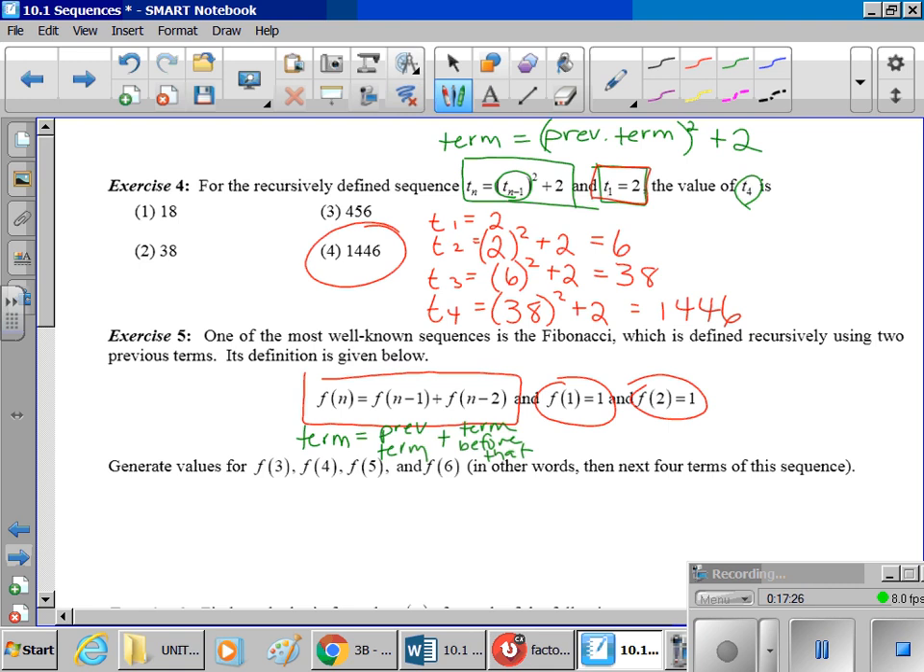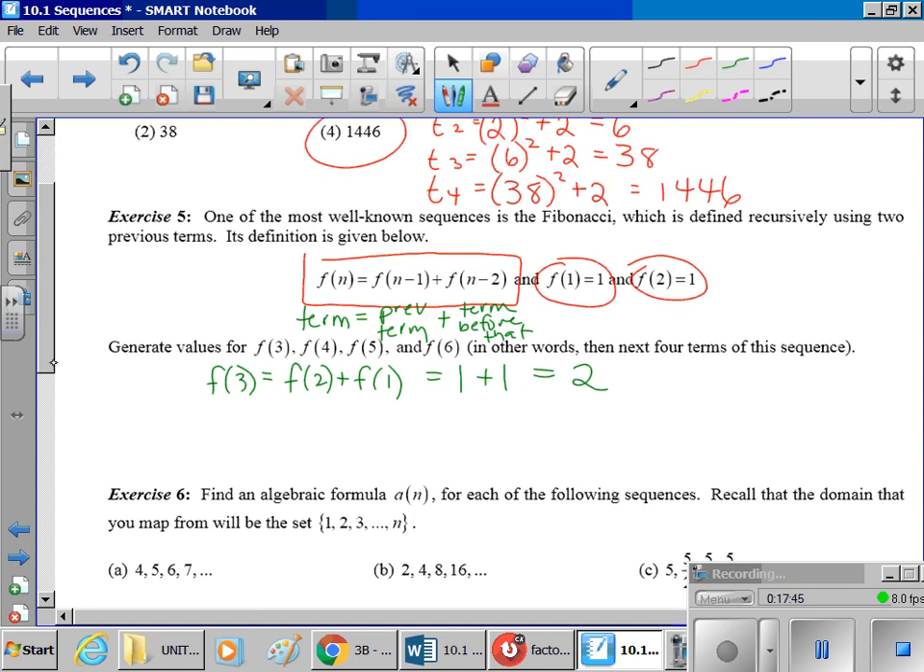So in other words, if I'm looking for f of 3, let's just write it out first. F of 3 is going to equal f of 2 plus f of 1. Well, I know f of 2 and f of 1 are 1, so 1 plus 1 is 2. You can write it out using the definition, and then you can start just using a little common sense. So f of 4 is equal to f of 3 plus f of 2. F of 3 we just found right here, so it's 2, plus f of 2, which we were given right here, 1, is equal to 3.